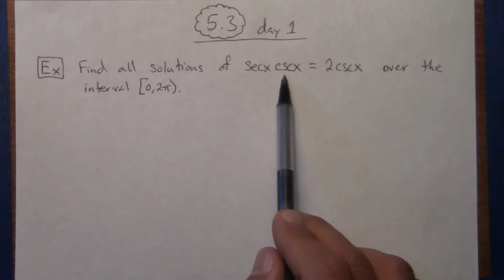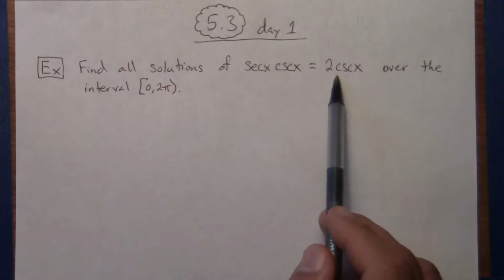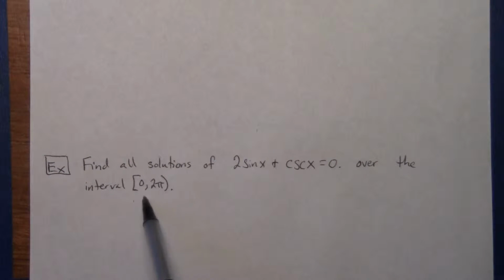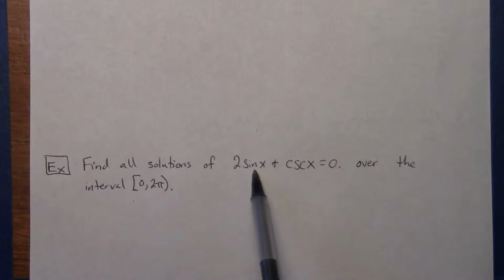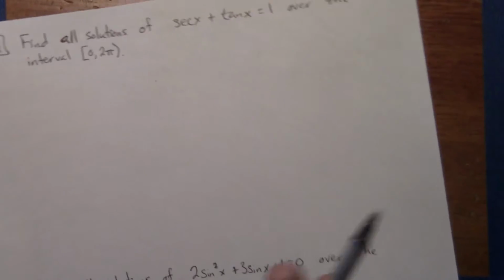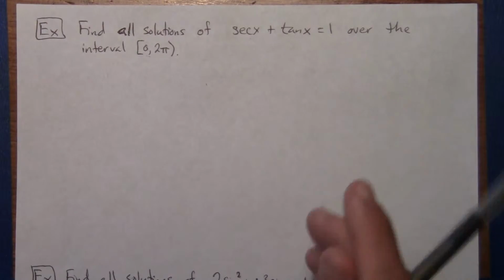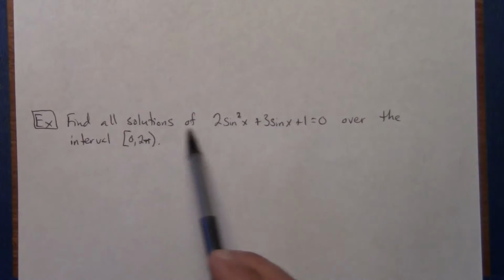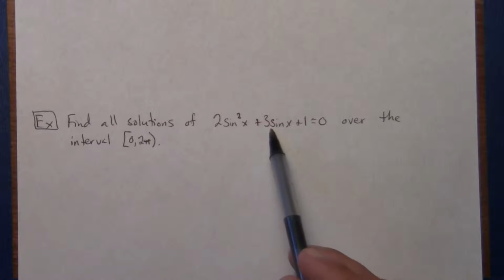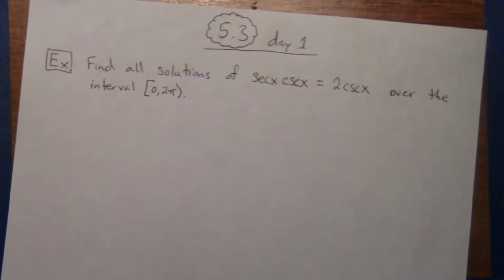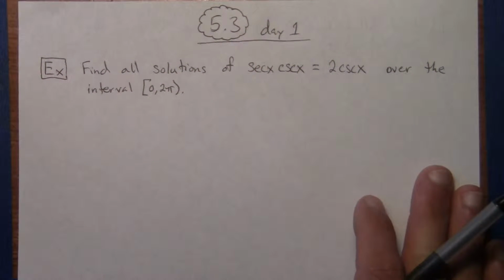It's secant x times cosecant x is equal to 2 cosecant x. Second one, like I said, same thing, find all solutions over the interval, and the equation is 2 sine x plus cosecant x equals 0. Third one will be all the solutions from 0 to 2 pi of secant x plus tangent x equals 1. And then the last one will be finding the solutions of 2 sine squared x plus 3 sine x plus 1 equals 0 over the interval from 0 to 2 pi. Alright, so just a good sampling of problems.